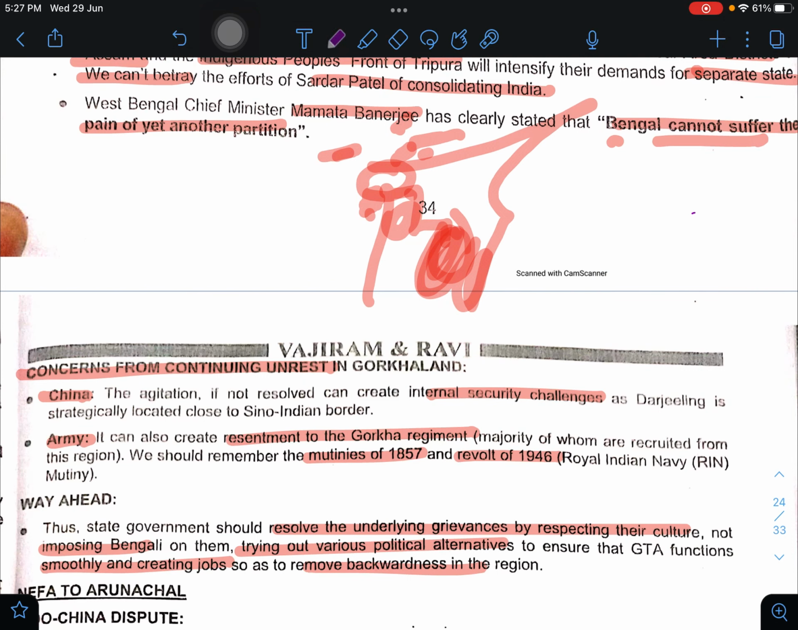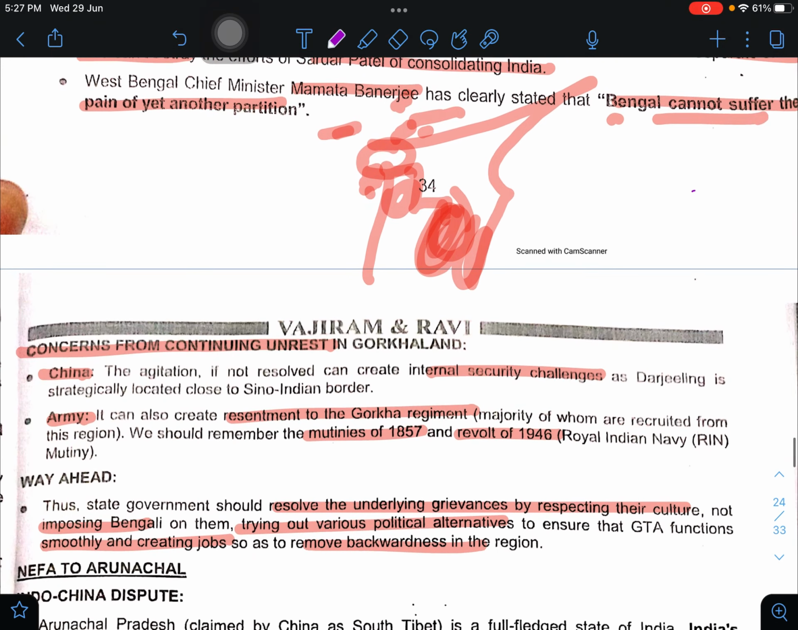And over there is the demand for Gorkhaland. So what are the concerns? China: the agitation, if not resolved, can create an internal security challenge, and Darjeeling is strategically located close to the Sino-Indian border. It can also create resentment in the Gorkha Regiment, the majority of whom are recruited from this region. We should remember the mutinies of 1857 and the revolt of 1946. Gorkha regiment people may be affected because they are emotionally attached, and it is a challenge for the army to liaise with so many authorities.